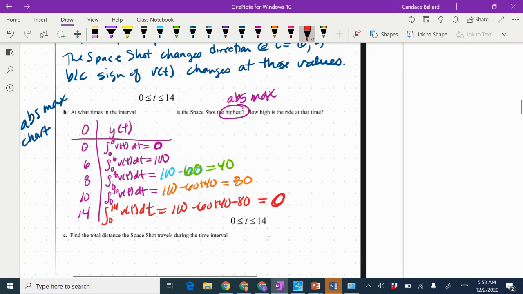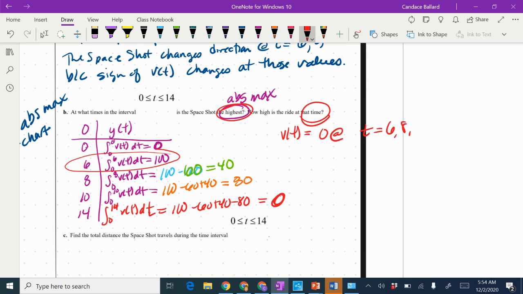So now let's read what we were supposed to be doing originally. It says, at what time in the interval is the space shot the highest? So my biggest number looks like it was at 100. And that happened at 6 seconds. So let's write out what we should on this one. We also probably missed something right at the beginning. We probably should have written that we know that v of t equals 0 at t equals 6, 8, and 10. It's good to make that statement at the beginning so that you're telling the reader what your zeros are.